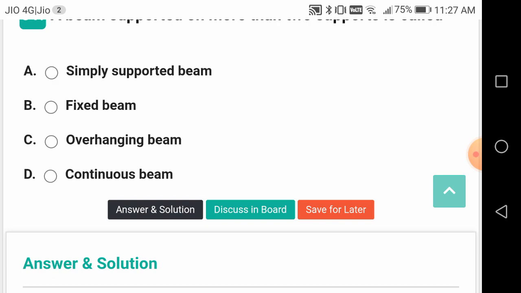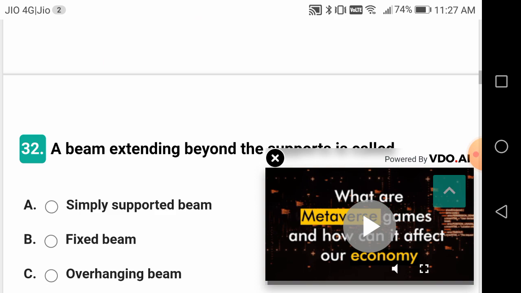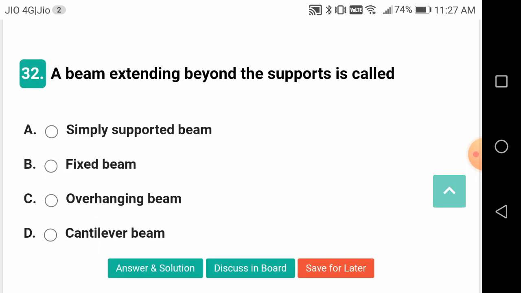Overhanging beams and continuous beams will have a point of contraflexure, where the bending moment is 0. But other beams like a cantilever beam and a simply supported beam don't have any point of contraflexure. That is the point along the length of the beam where the bending moment is 0. Where the bending moment is 0, the shear force is maximum. Fixed beams will also have a point of contraflexure.